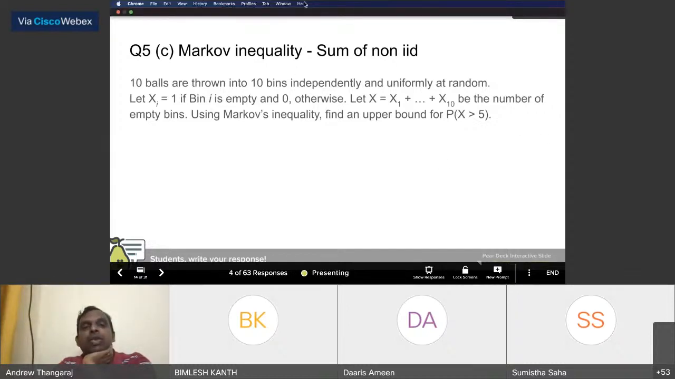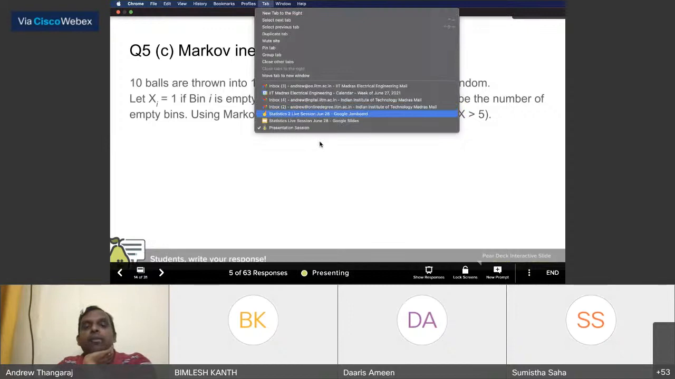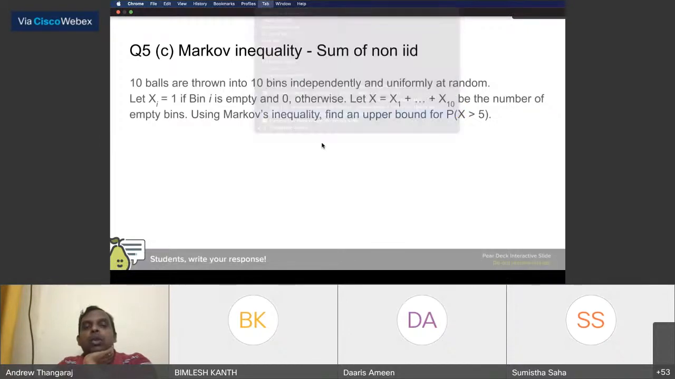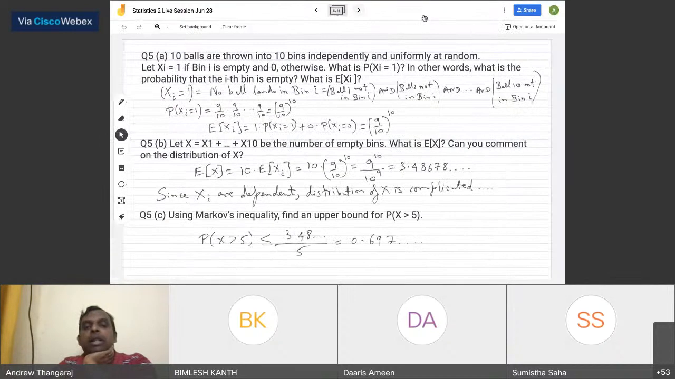Okay, so let me just show you the solution real quick for those of you who want to see all this written up so that I can walk you through this. Okay, so xi equals 1 is no ball lands in bin I. Bin I is empty. So that means ball 1 not in bin I, and ball 2 not in bin I, and so on, ball 10 not in bin I. Okay, so probability of xi equals 1, these are all independent events.